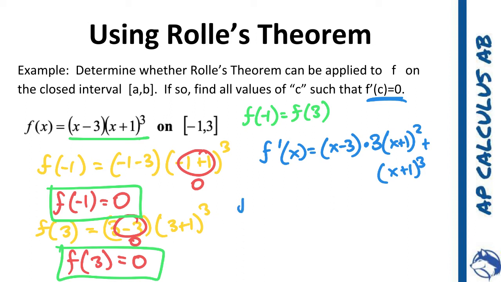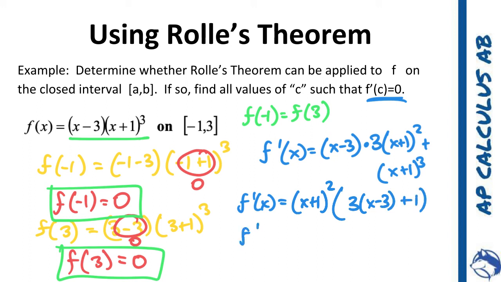So f prime of x is equal to, I can factor out x plus 1 squared. What that leaves me is 3 times x minus 3, and that would be plus 1. I can go one step further. F prime of x is equal to x plus 1 squared times, in here, 3x minus 9 plus 1, so it would be 3x minus 8. So all I have to do is set each of these pieces equal to 0.